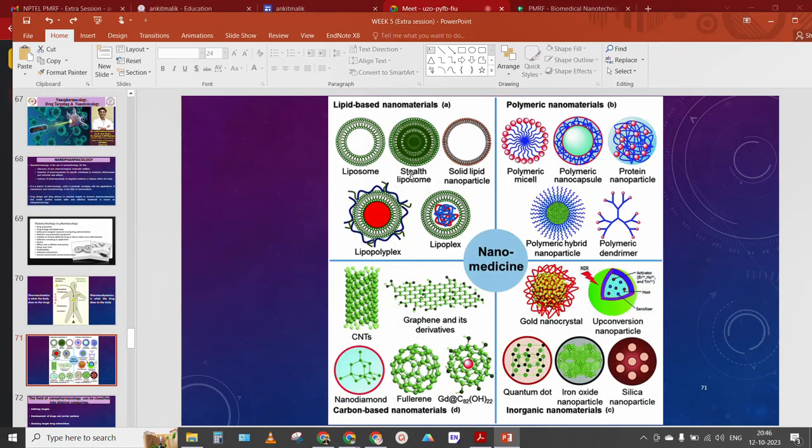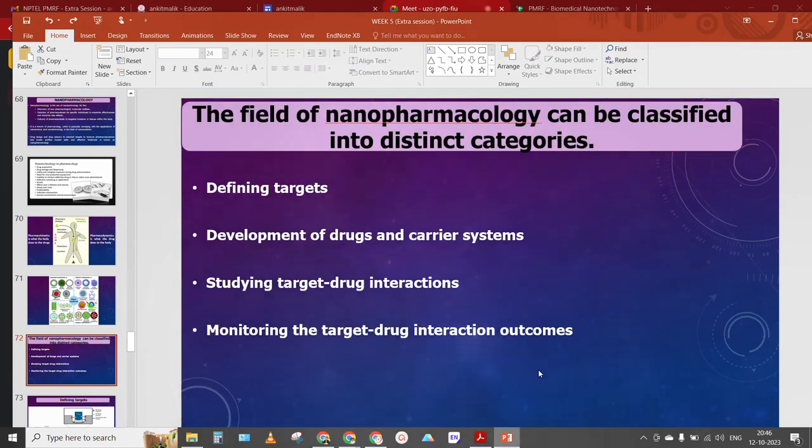The nanomedicines which I mentioned earlier, for those who have not attended the last sessions, we have put the slide there, that nanomedicines are of different types, which we covered. So we are not going to discuss this. The field of nanopharmacology can be classified into distinct categories like defining targets, development of drugs and carrier systems, studying target drug interactions, and monitoring the target drug interaction outcomes.